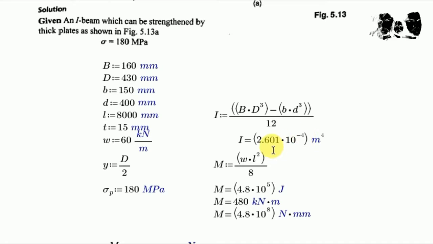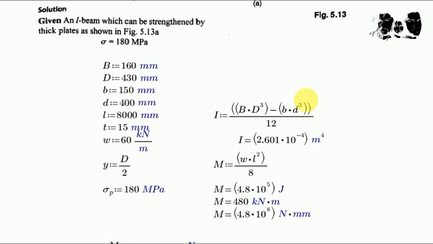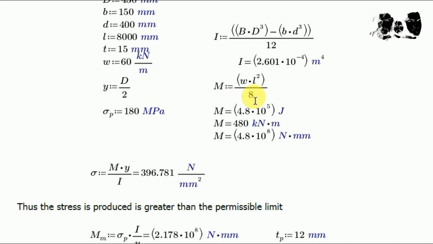And then in the case of a simply supported beam having the UDL of 60 kN per meter, we have the maximum bending moment, which is w L square by 8, and by putting the values of w and L, we have the bending moment as 4.8 into 10 to the power 8 Newton mm. We change the unit of this bending moment so that all parameters are placed in one unit system for the calculation.